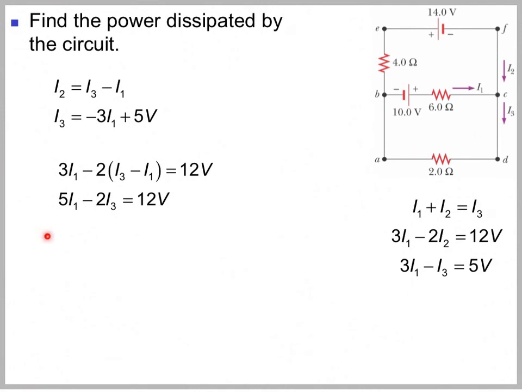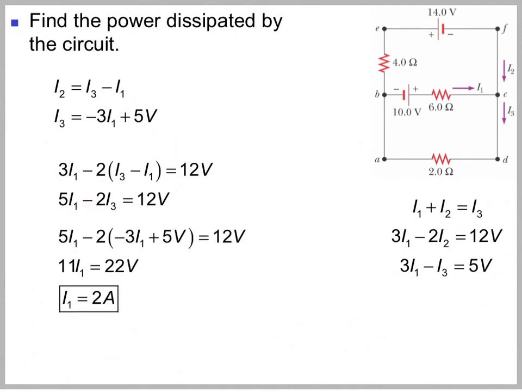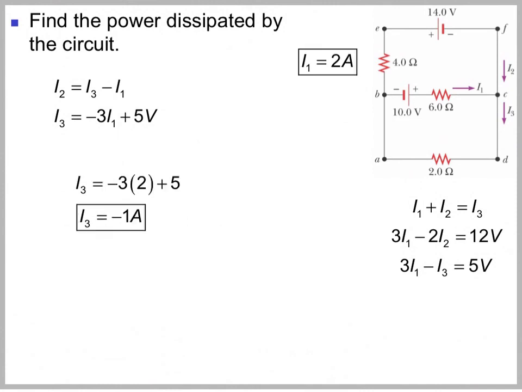Now, I can plug this value of I3 in there. I do that, 5I1 minus 2 times minus 3I1 plus 5 volts is equal to 12 volts. So 2 times 3 is 6, the minus signs go away, so 6 plus 5 is 11. 2 times 5 is 10, it's negative, I bring this over, I get 22. I divide out, I get I1 is equal to 2 amps. So we chose the correct direction for I1, and now we know its magnitude.